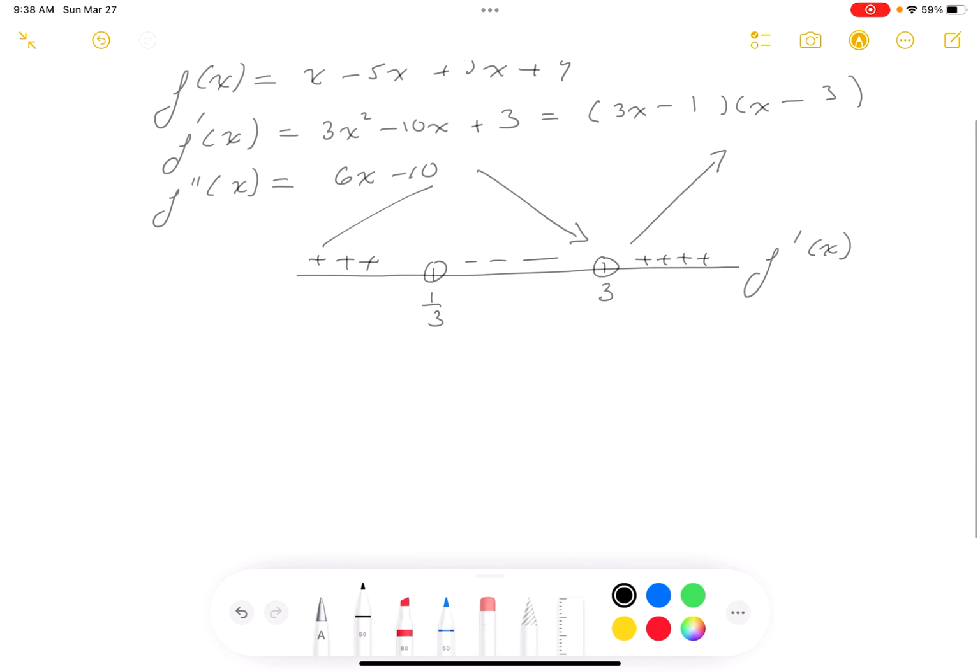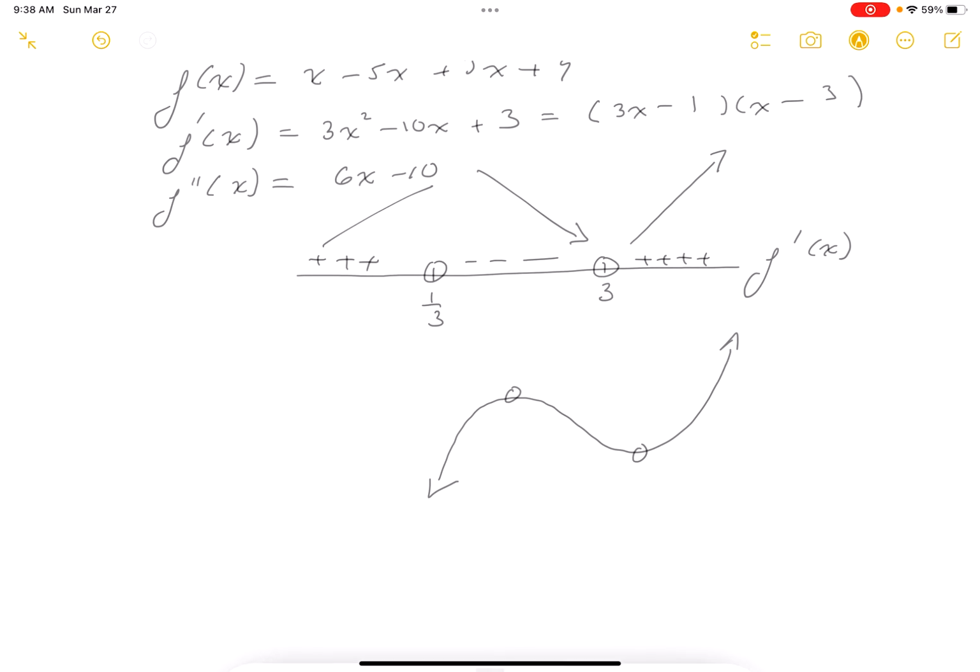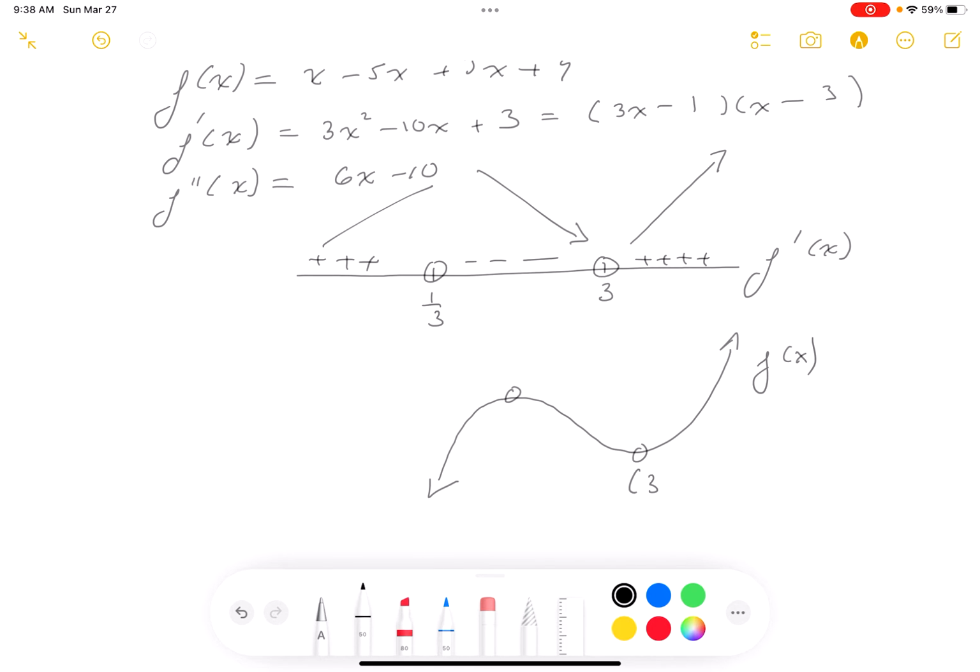Now someone says, why would you go that level of detail? I have a pretty good idea now that this function is going to look sort of like this over here. Again, I'm not sure exactly, but I do know there's a point here and a point here. And the point here is going to be 3. This is the function f of x. I do know the point over here is 1/3. All right? Again, we'll go back to a better picture later.